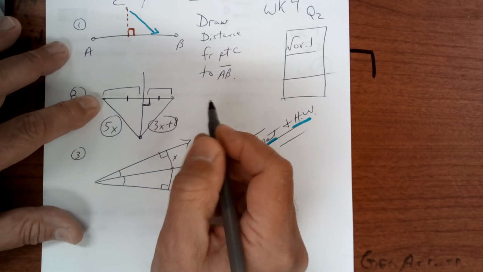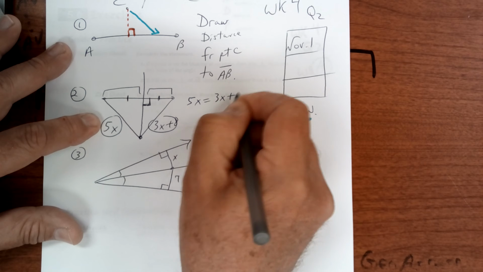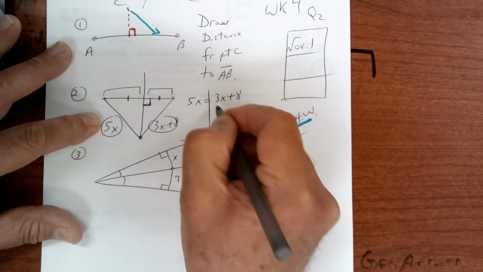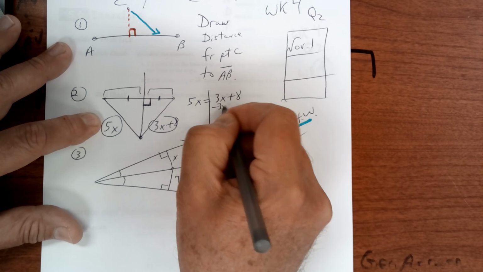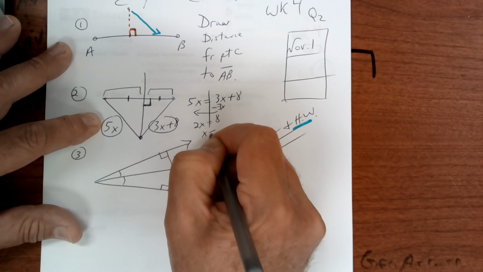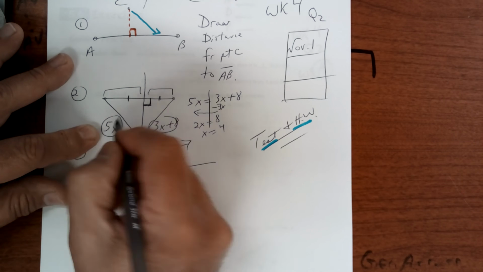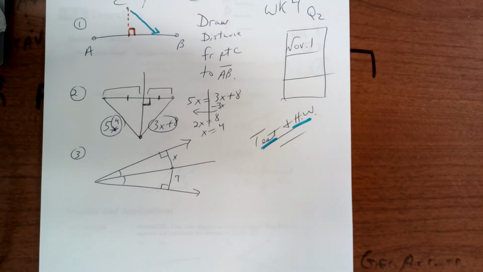So you're going to put 5x is equal to this one. It's real simple. Any point on there. And now you're going to subtract 3x from both sides. When you take 5 minus 3, you get 2x is equal to 8, x is equal to 4. If they want to know what this is, it's 20, 5 times 4. And they're both the same.